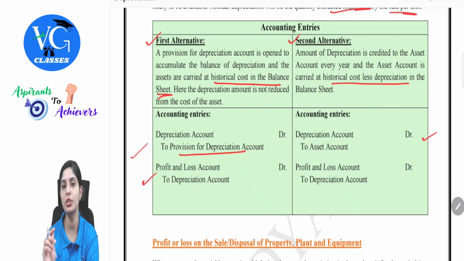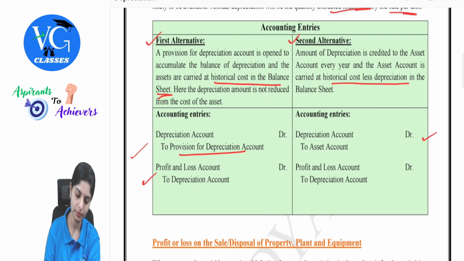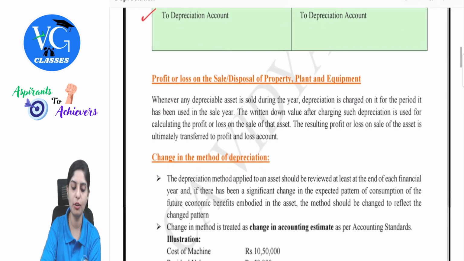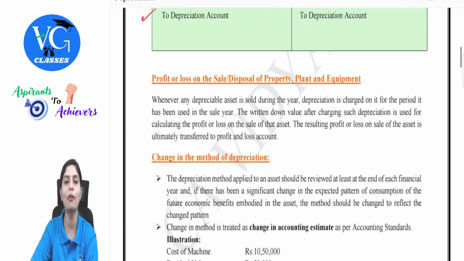If they are not mentioning anything, we will do it normally, that is, record the entries in the respective asset account, and separately, if a depreciation account is required, we can also present that. I hope you are all clear till here. Next, profit or loss on the sale or disposal of property, plant and equipment. See, this point becomes very important.